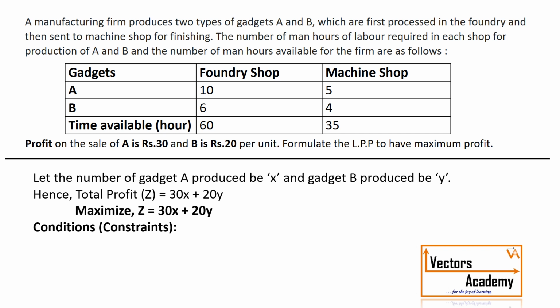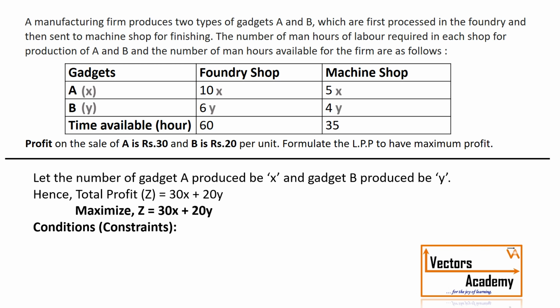Now just look at the table. We have produced X units of A and Y units of gadget B, so we'll write down X and Y there. Now in the complete row of A, I'll mention X in each column. So in foundry shop it becomes 10x and machine shop it becomes 5x. Similarly, in the complete row of B, I'll write down Y, 6y, 4y.